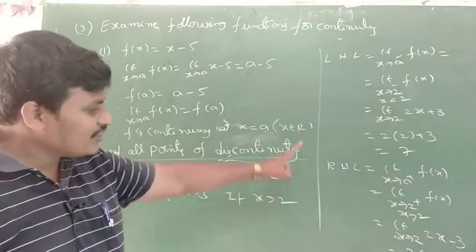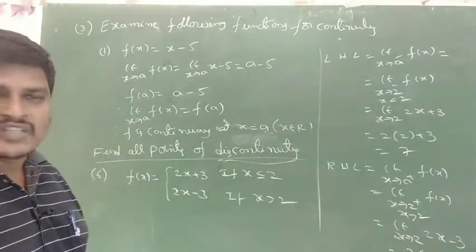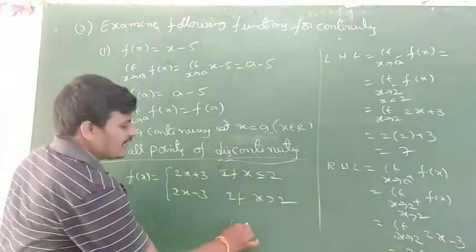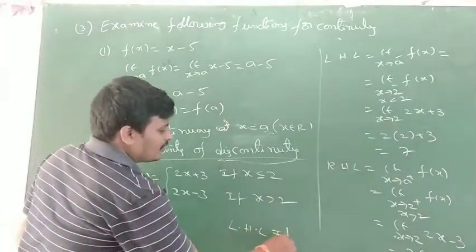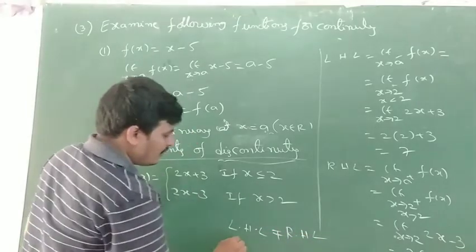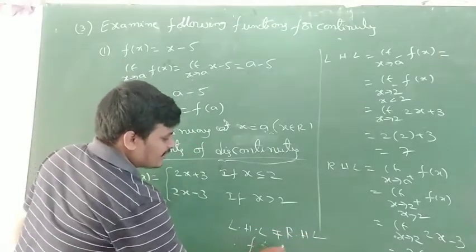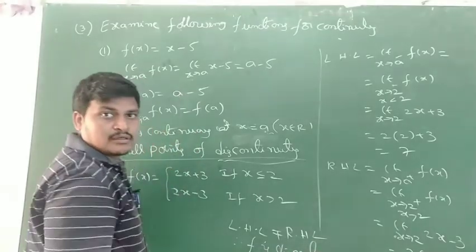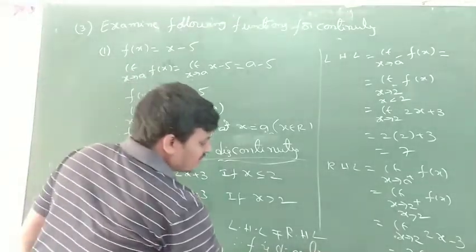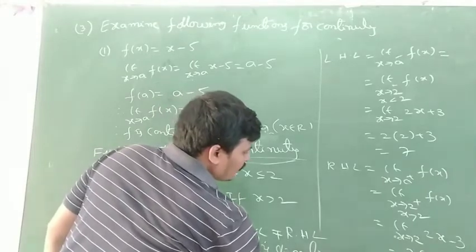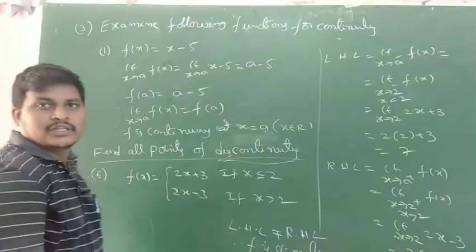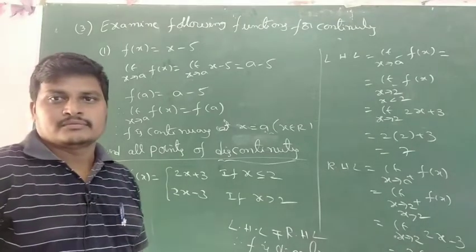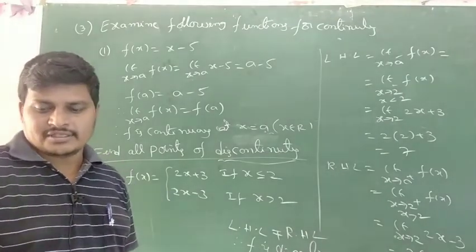So is LHL equal to RHL? Not equal. LHL is not equal to RHL, so f is discontinuous at x is equal to 2. Discontinuous at x is equal to 2. This one. Okay. Look at this.